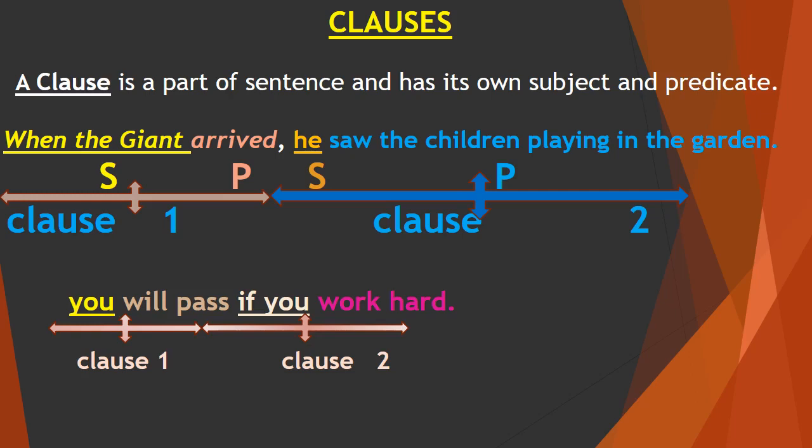Now see the next example. You will pass if you work hard. Clause 1 is giving a complete thought: you pass. But clause number 2 doesn't convey a complete thought, though both the clauses have their own subjects and predicates. Thus we come to know there are different clauses. To know more about it, see the next slide.